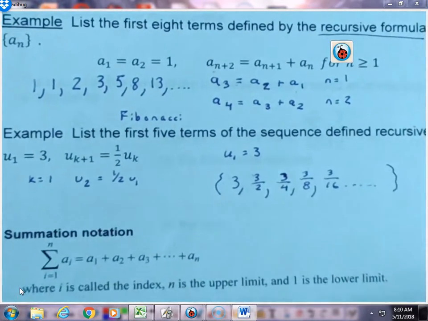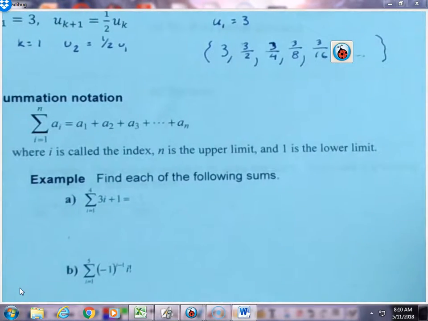Okay, the other thing I need to show you is summation notation. You should have seen summation notation before.